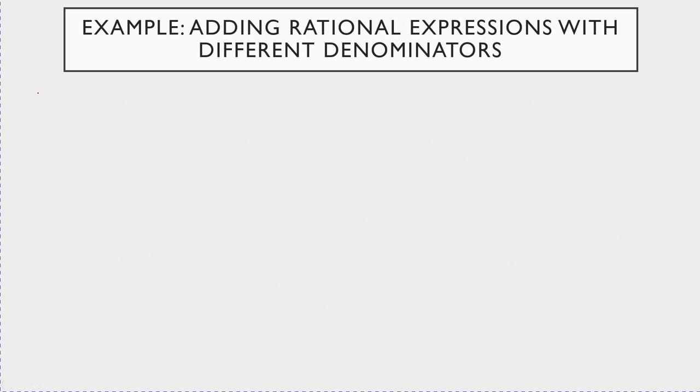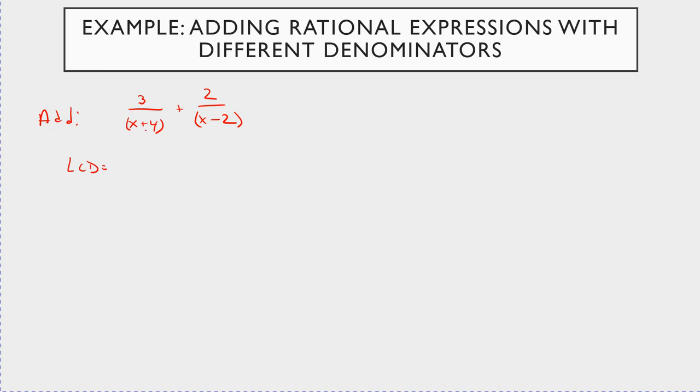Let's add the following. 3 over x plus 4 plus 2 over x minus 2. The first thing you're going to have to do is find the LCD. So look at this. This is one factor, all right? And this is another one. So what I'm going to do, and I know this is going to seem silly, is build the LCD. I'm going to look and say, okay, do these denominators have a common factor?